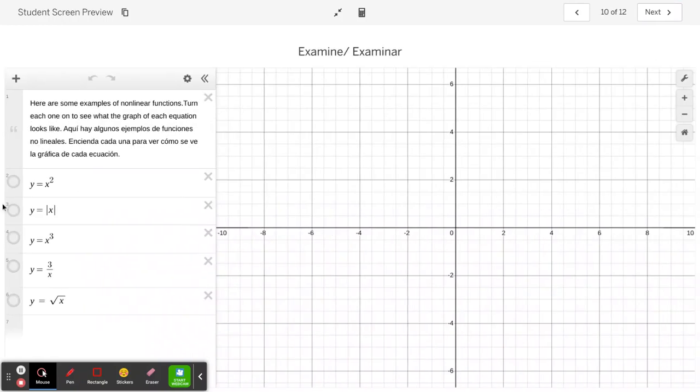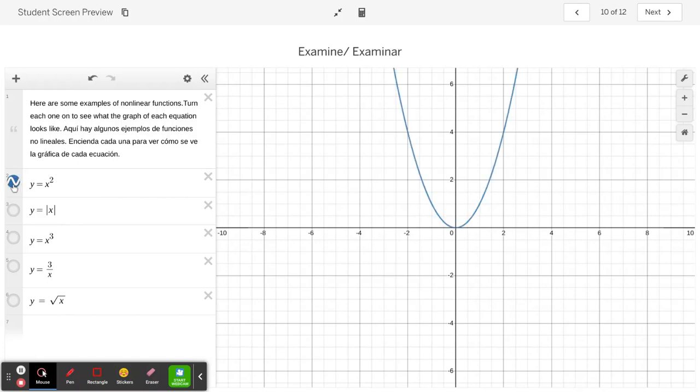Slide 10. What do you notice about all of these? These don't look anything like equations we've worked on in class yet. We'll do some things with this stuff later in the year, but so far, this is what we got. I want you to see how each graph changes based on what it looks like.